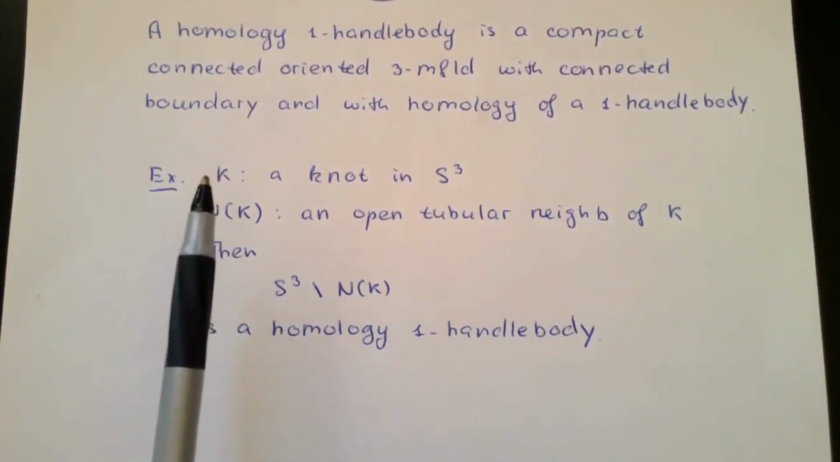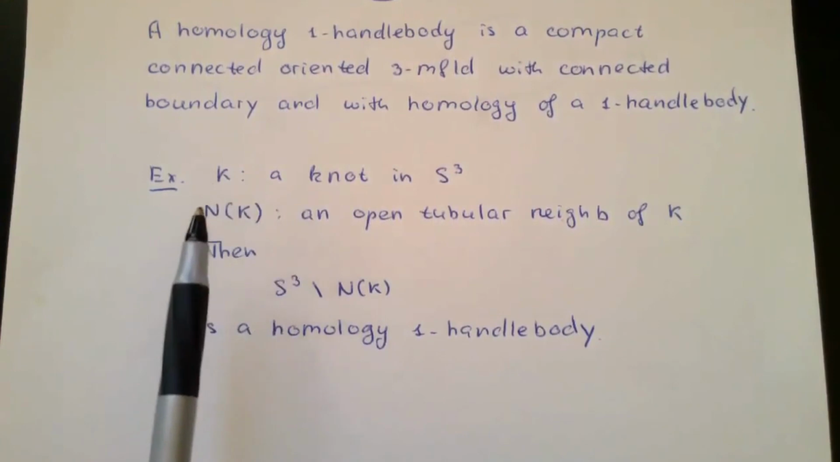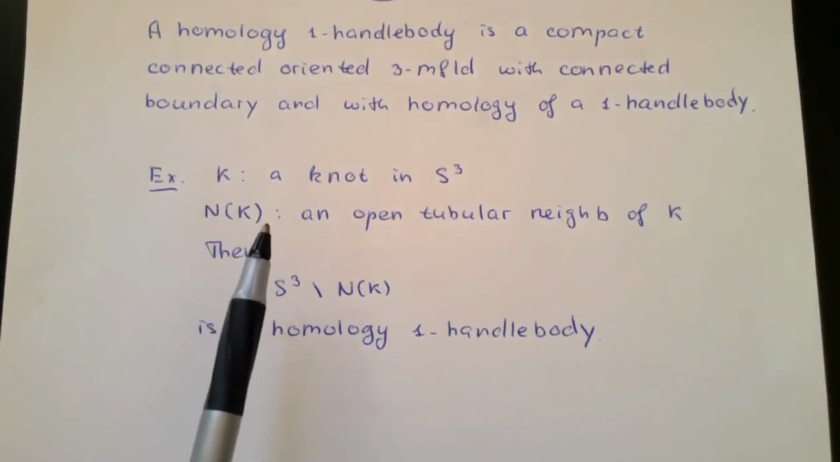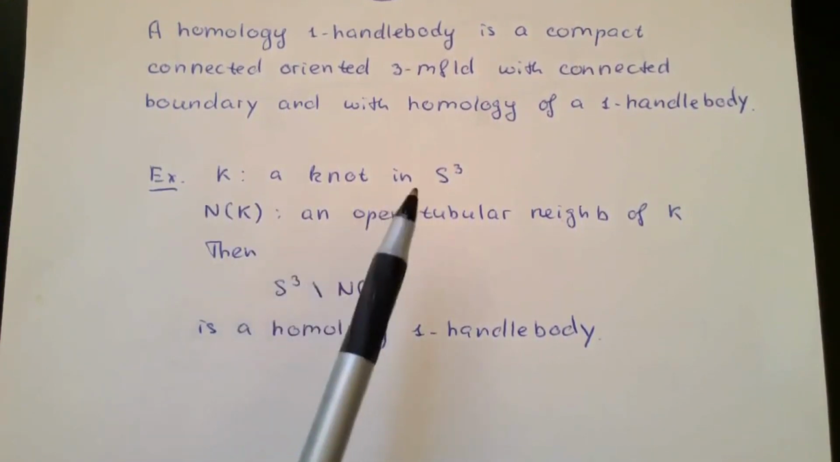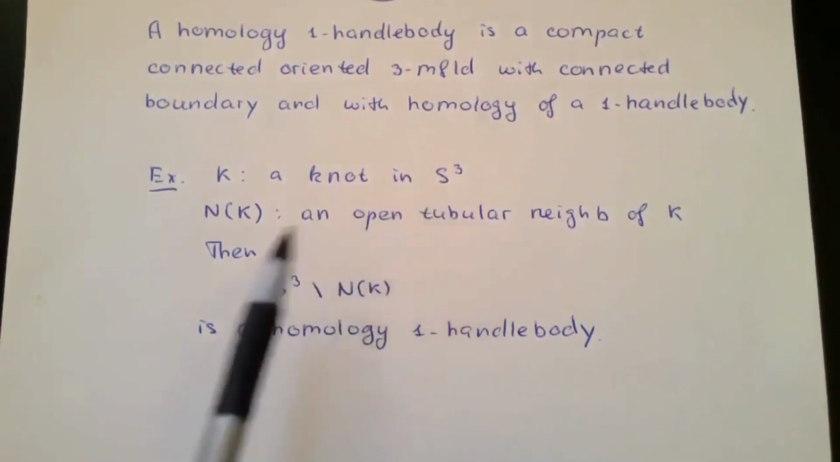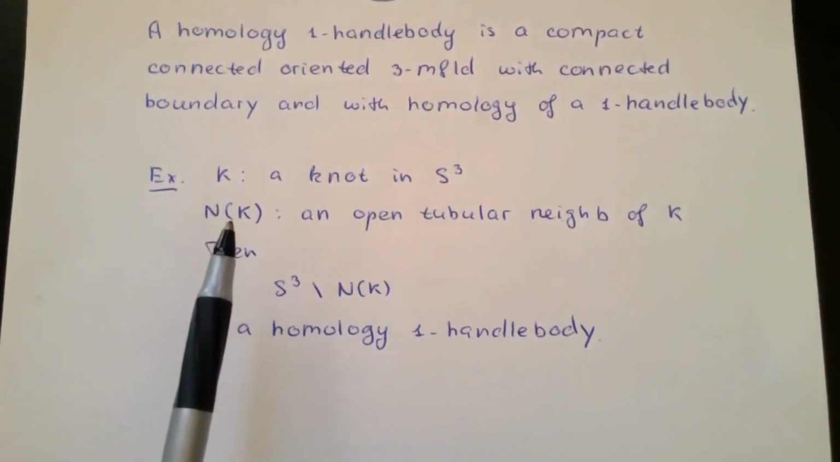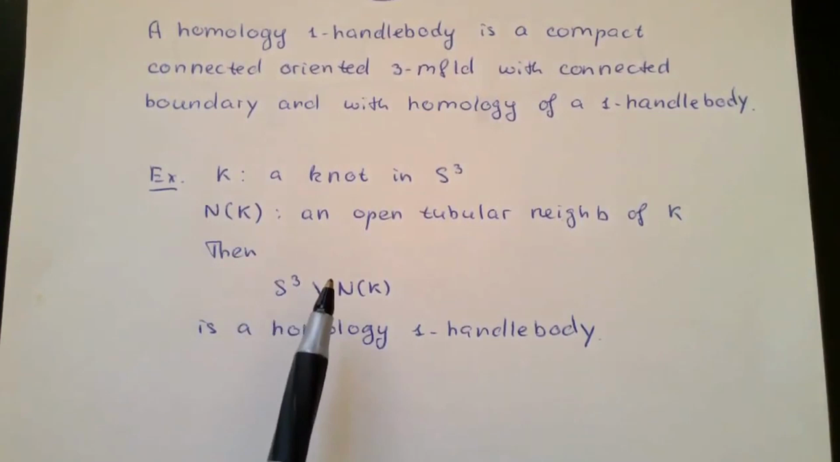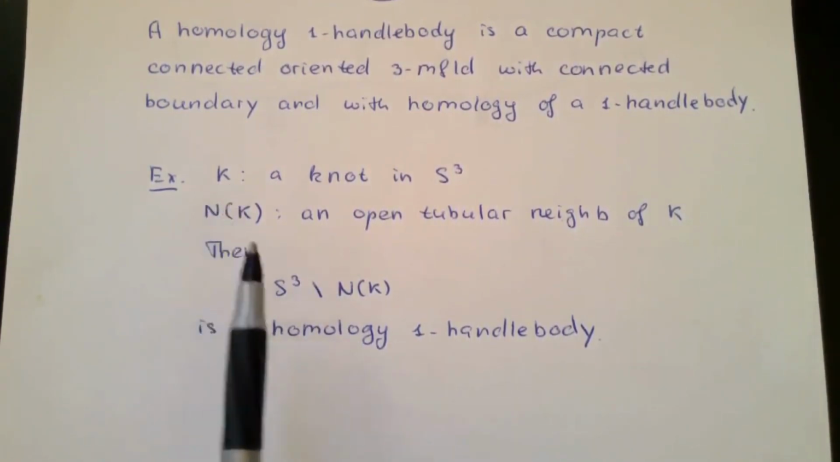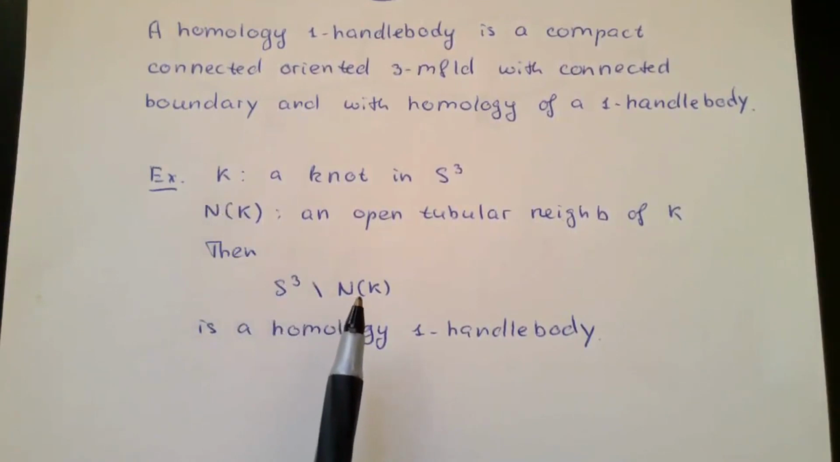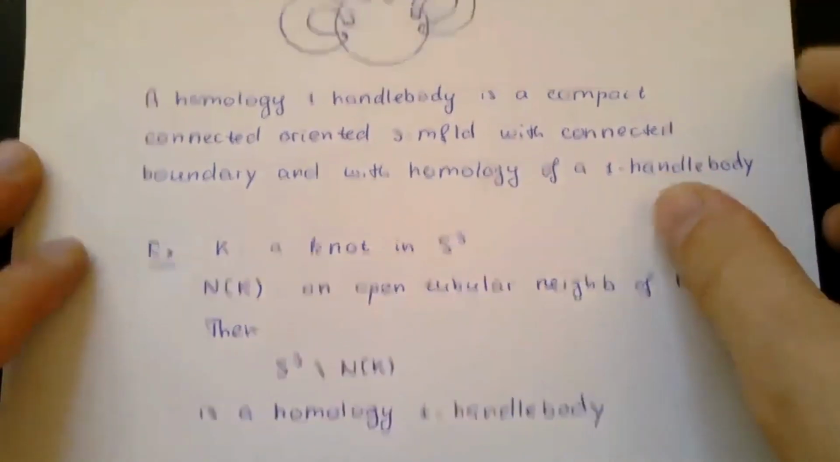Of course, when K is a non-knot, then N(K) is a standard open solid torus in R3 and S3. And of course, its complement is also going to be a solid torus. However, if K is knotted, then the complement to this open solid torus N(K) may not be a solid torus. But we could say still that it is a homology one-handle body.